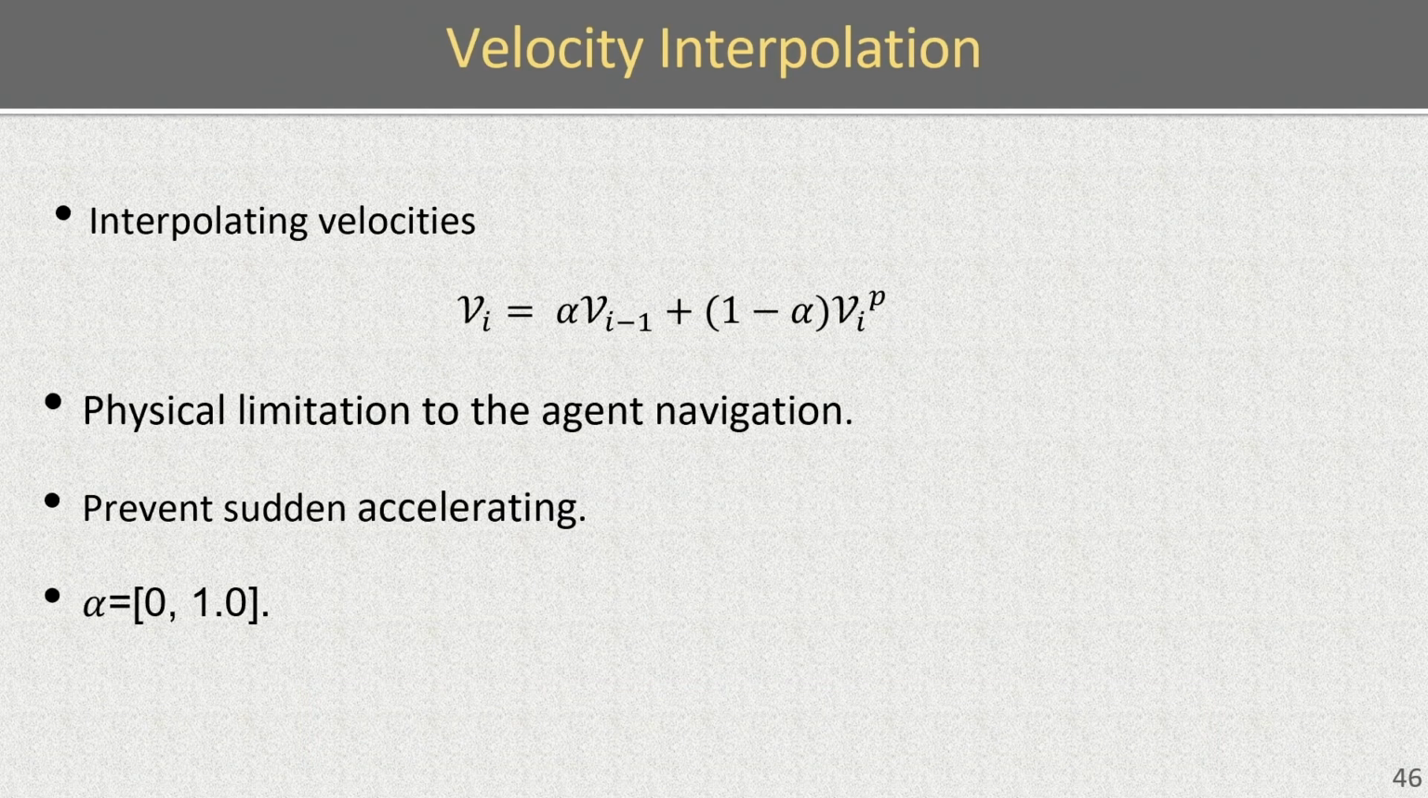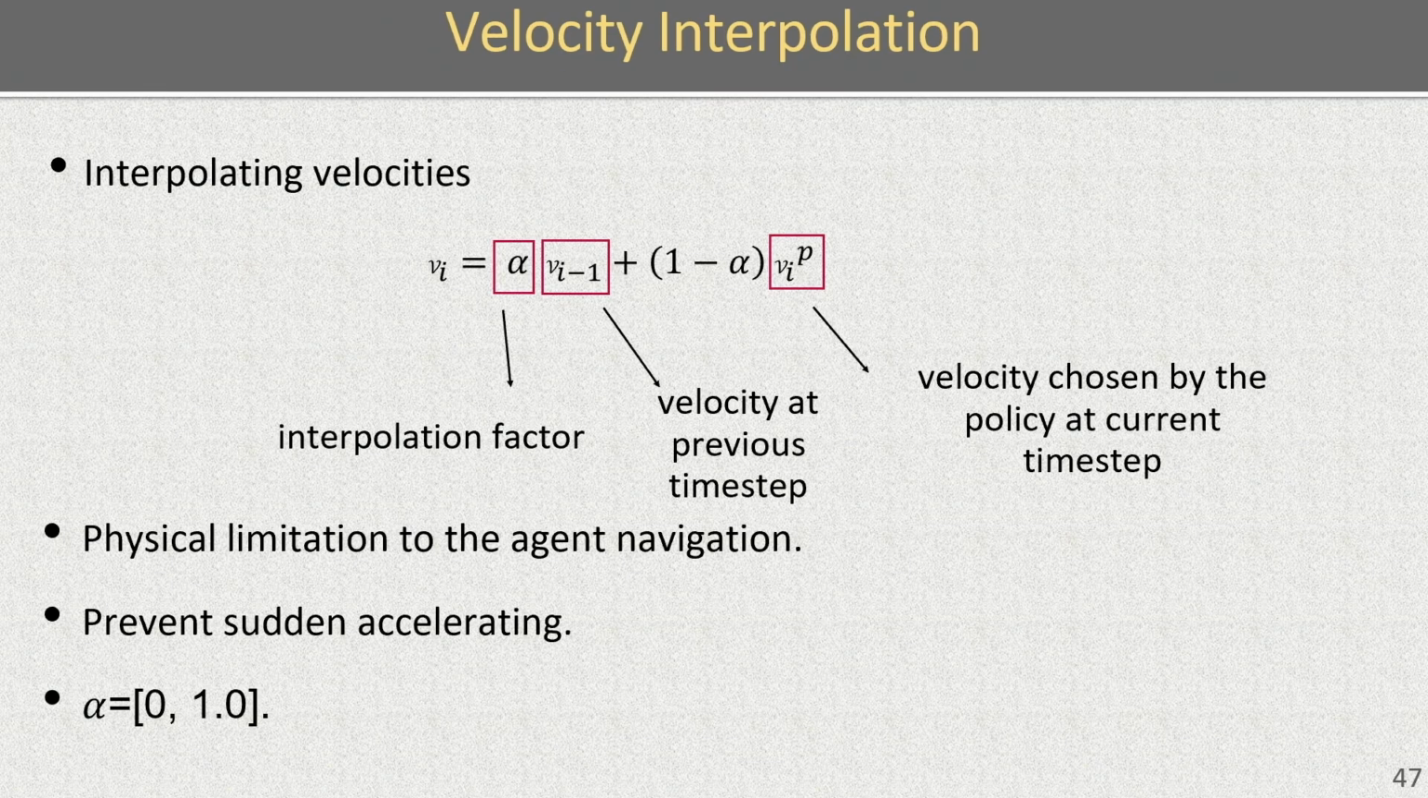Also, we interpolated the velocity of the agent to prevent sudden accelerations. The way it works, we take a certain portion of the velocity from the agent's previous time step, and also another portion from the reinforcement learning suggested policy. And alpha is the interpolation factor here, which essentially indicates what portion is taken in what ratio.